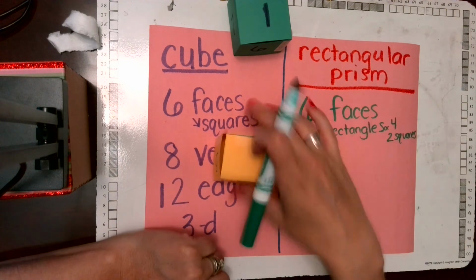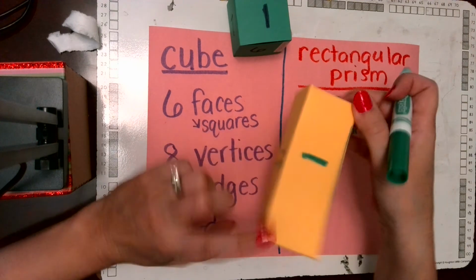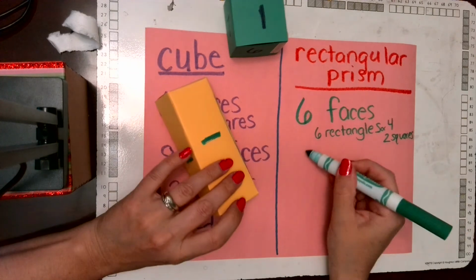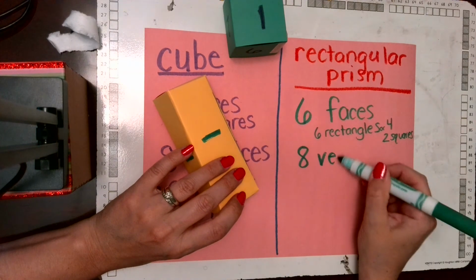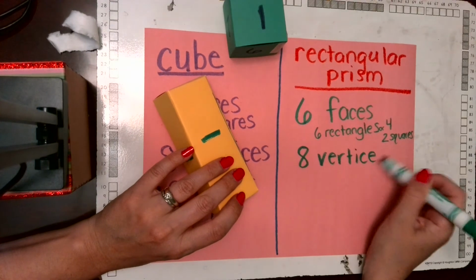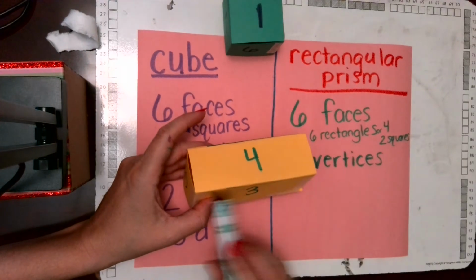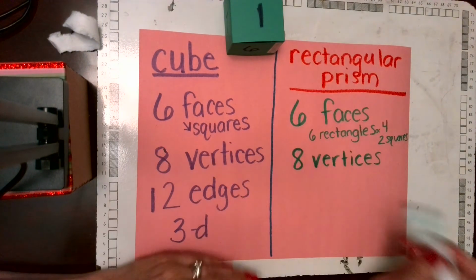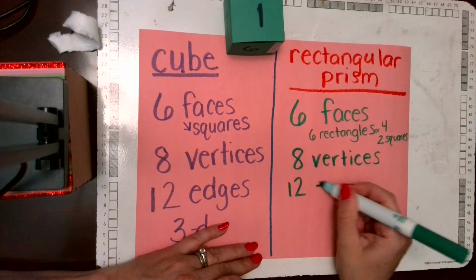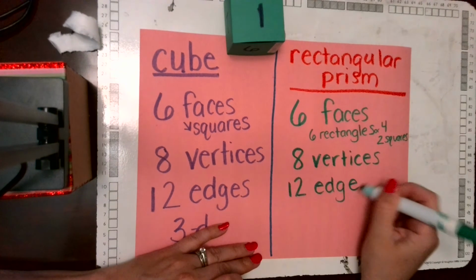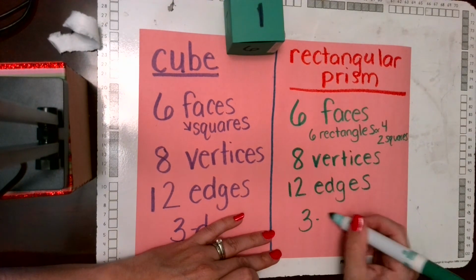What about the vertices? Same, 1, 2, 3, 4, 5, 6, 7, 8. So we have 8 vertices, which are the points. And then these edges right here, if I were to count all of them up, it would be the same as our cube, 12 edges. And it is also a 3D shape.